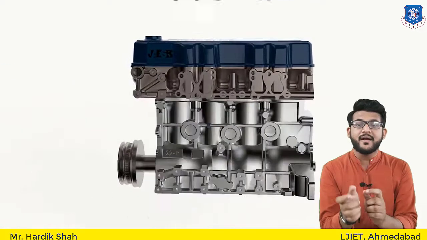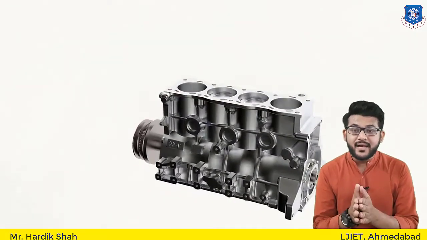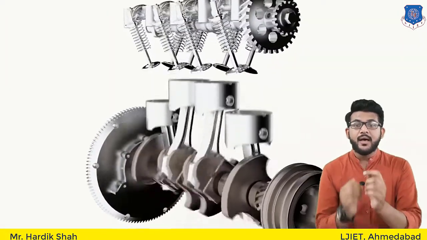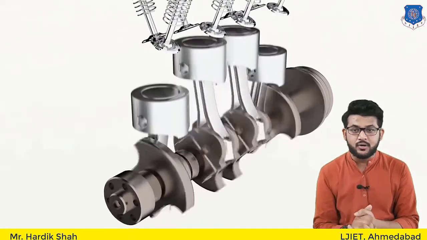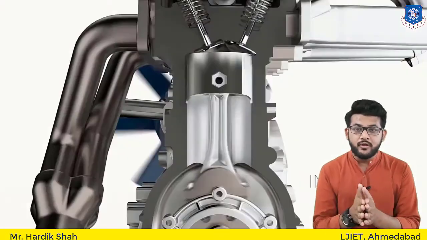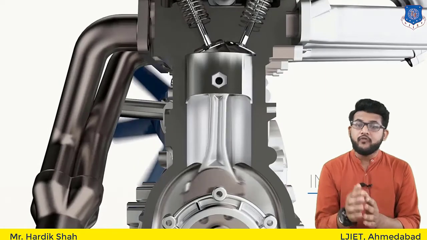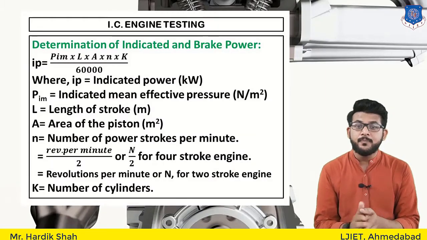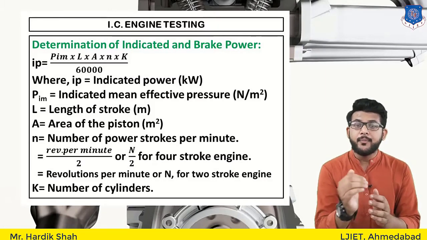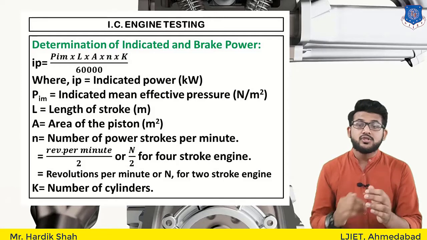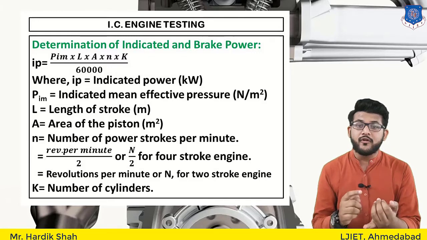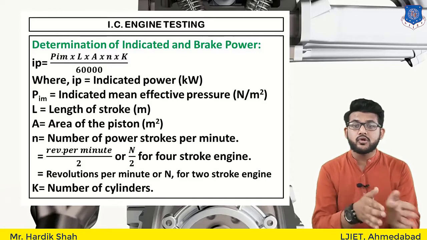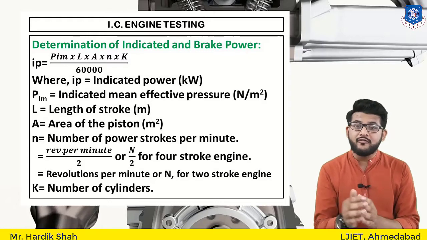You have to find indicated power, right? So what is indicated power? That is IP, and it is the power generated inside the cylinder, inside the engine. For that you have one formula: IP equals LANK upon 60 into 1000. You need to find the pressure, the RPM, and see the type of engine, 4-stroke or 2-stroke, and thereafter you can find the IP.